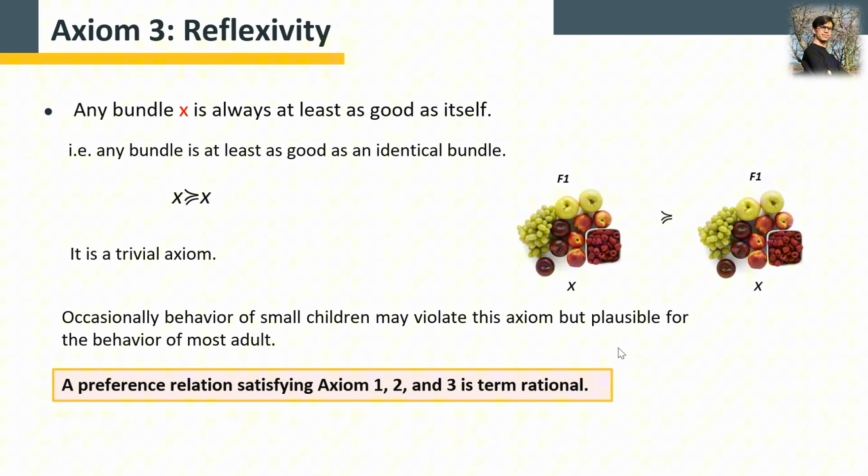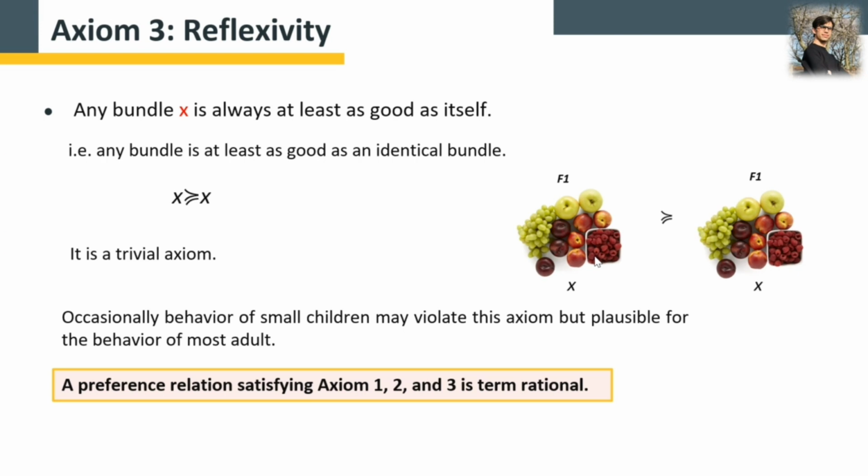Under reflexivity, it states that any bundle X is always at least as good as itself. That is, any bundle is at least as good as an identical bundle. For example, F1 is exactly identical to another F1. If you have two identical baskets or bundles of fruit, it means one bundle is at least as good as its identical bundle.